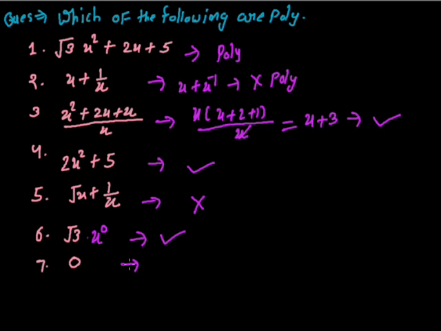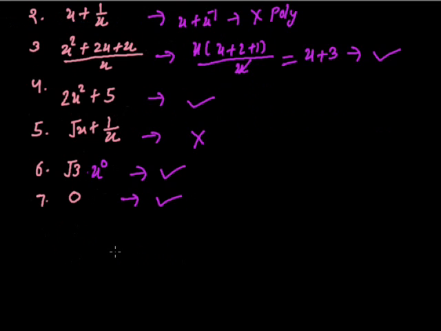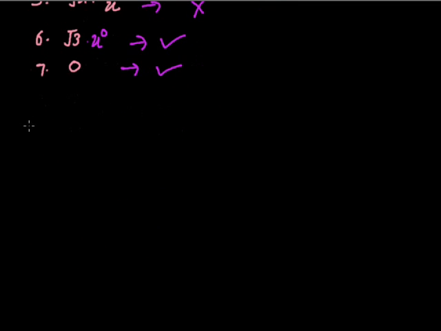In this example, 0 is a constant and a constant can be a polynomial, so this expression is also a polynomial. So by observing the power of x, we can say whether any expression is a polynomial or not. Now let us move on.